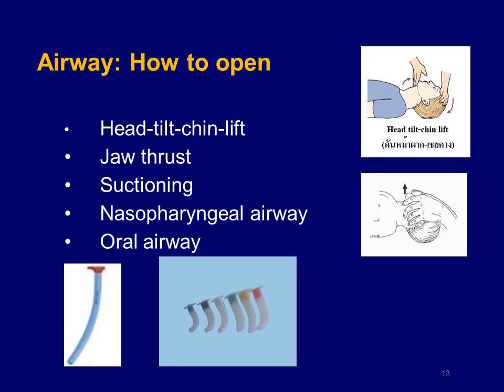If the airway is not maintainable, there are some maneuvers that you can do and some adjuncts that you can apply in order to secure the airway. For example, head tilt, chin lift and jaw thrust. You can do suctioning to remove any secretions. And lastly, you may insert the nasopharyngeal airway or oral airway.